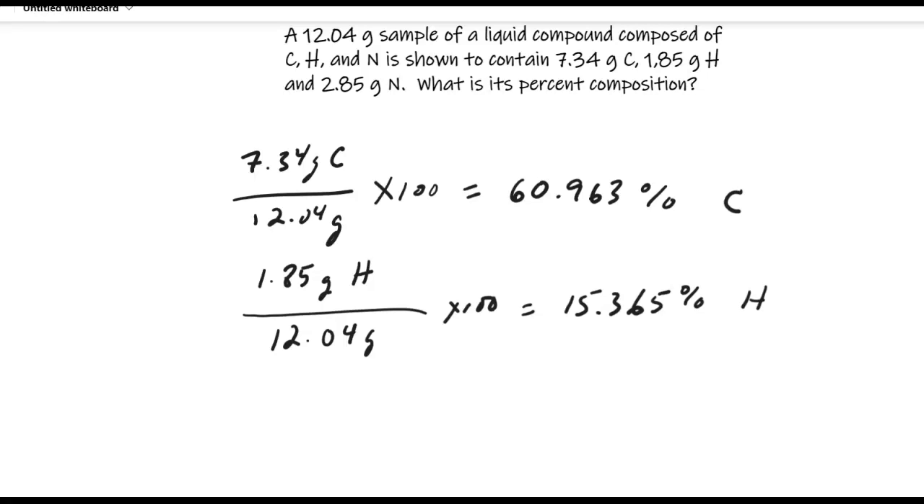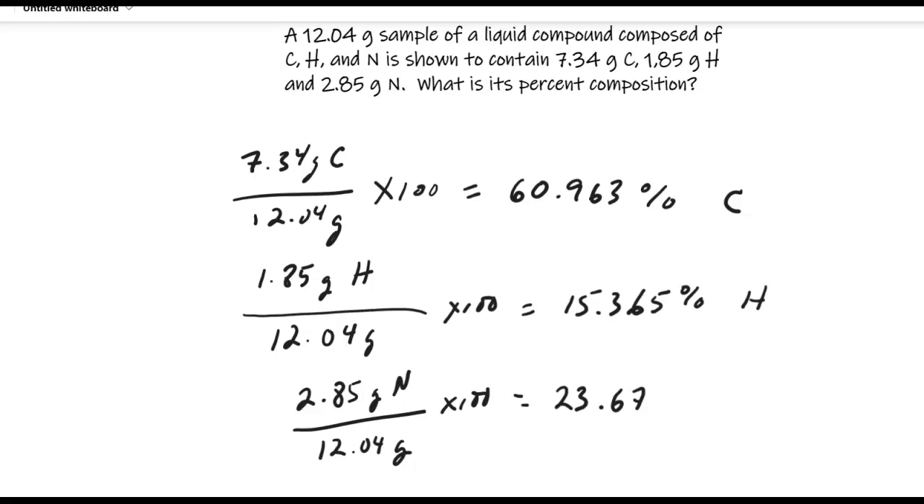And last but not least, we have nitrogen, and that's 2.85 grams of nitrogen divided by 12.04 grams. And again, if you're wondering where I got that 12.04, it just comes from the text of the problem, times 100. So 2.85 divided by 12.04 times 100, and I get 23.671% nitrogen.